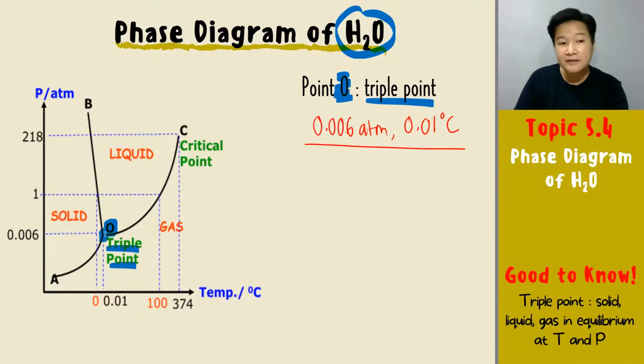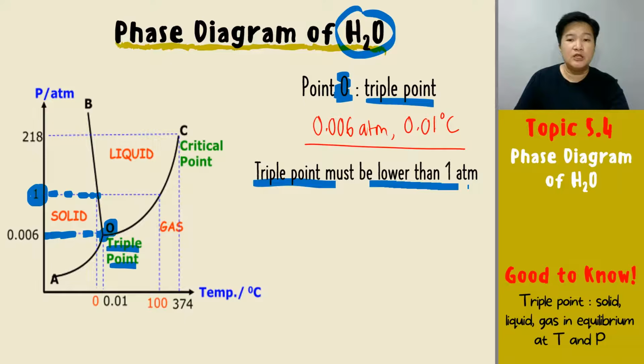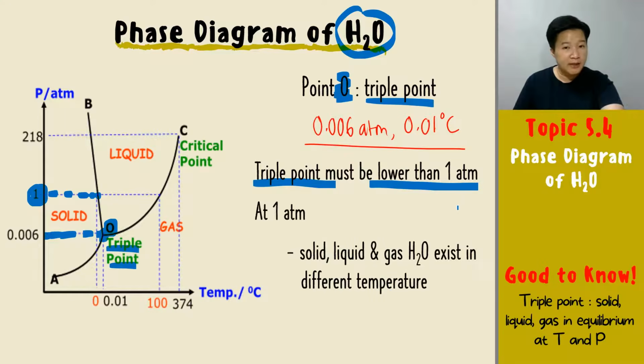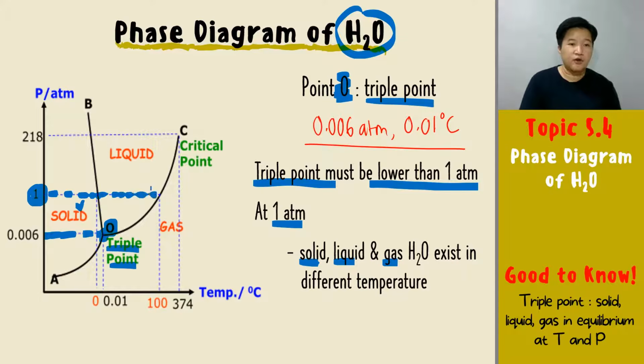And as I highlighted just now, your triple point over here in the water must be lower than the 1 atm. Like I said, triple point must be lower than 1 atm. Why triple point must be lower than 1 atm? Because at 1 atm, your solid, liquid and gas water will exist but in a different temperature. You can have your solid, you can have your liquid, you can have your gas, but at different temperature.